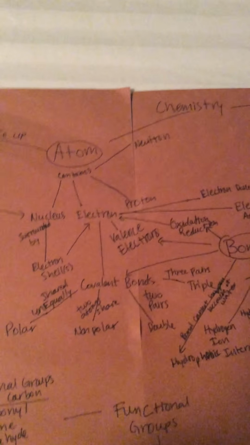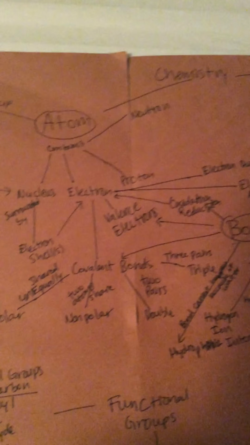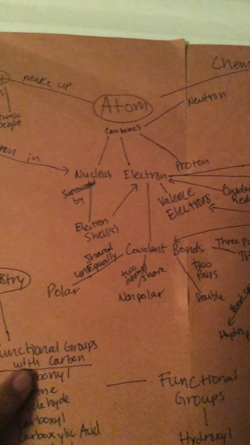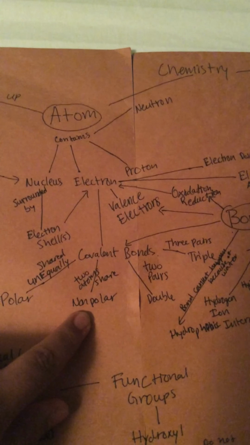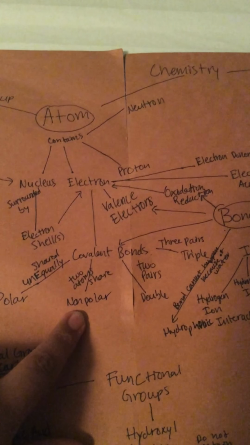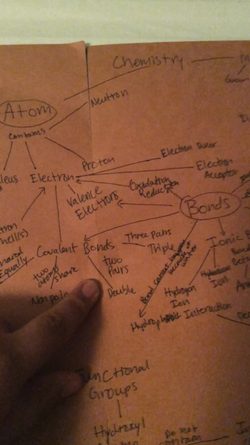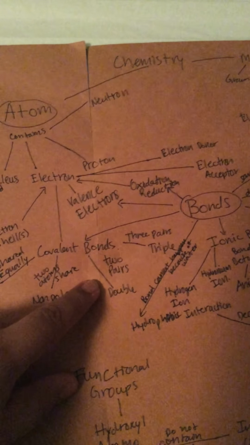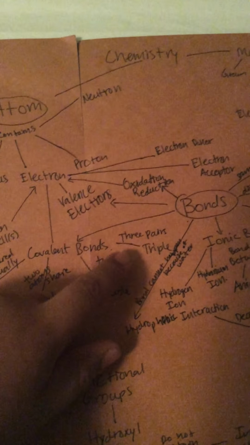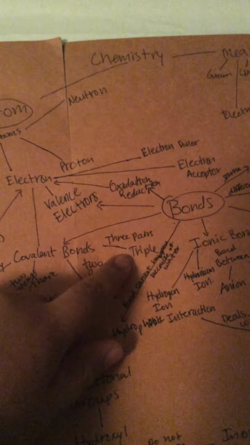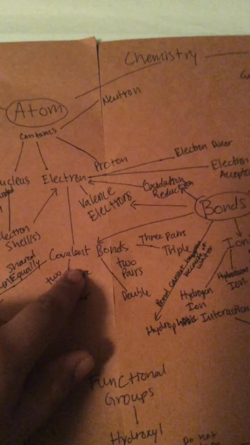Electrons give covalent bonds. They are either shared unequally in a polar covalent bond, two atoms are shared in a nonpolar covalent bond, two pairs of atoms will be shared in the double covalent bond, and three pairs of atoms will be shared in a triple covalent bond.